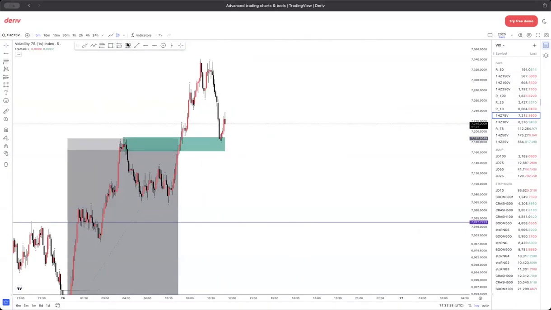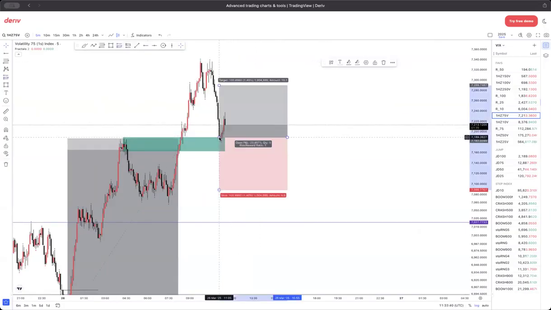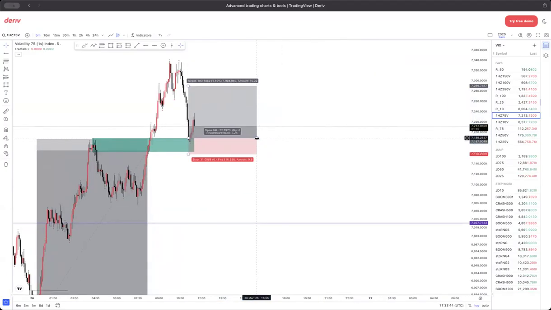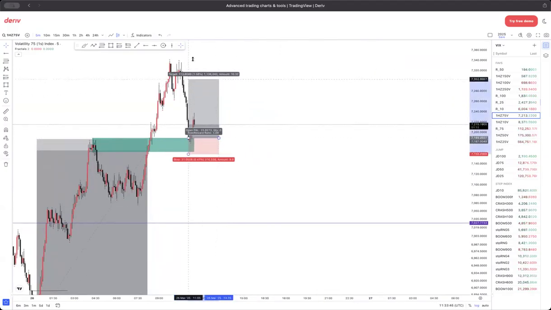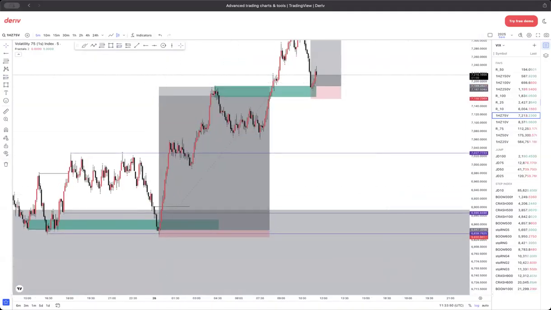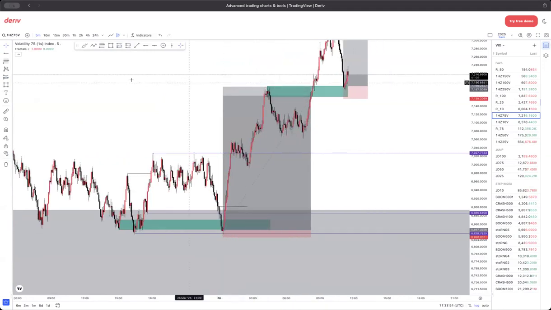Now, this one is a kind of breaker block model. I don't trade it that often. So you can have this here to the upside. You see the way I came from the higher time frame.